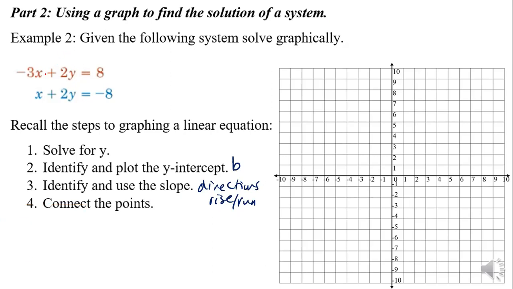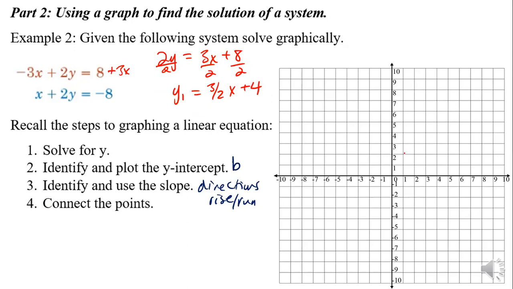So for the red, we have negative 3x plus 2y equals 8. What is the first step I need to do to get y by itself? I'm going to add 3x. Agreed? So we're left with 2y equals 3x plus 8. After I add 3x, what do I need to do? Divide by 2. After we divide by 2, we get that our y1 equals 3/2 x plus 4.